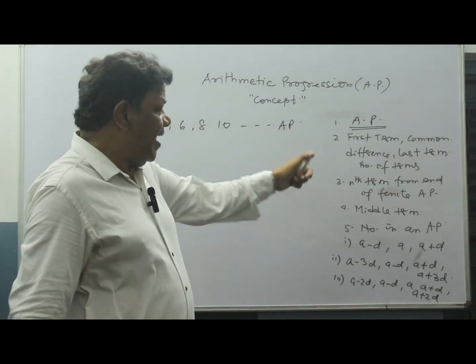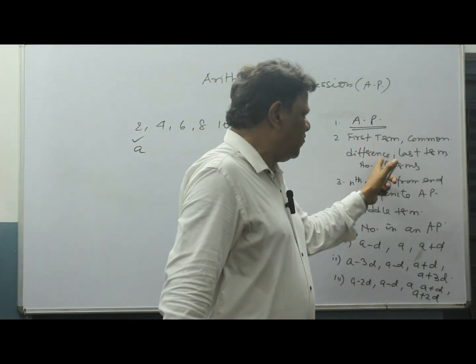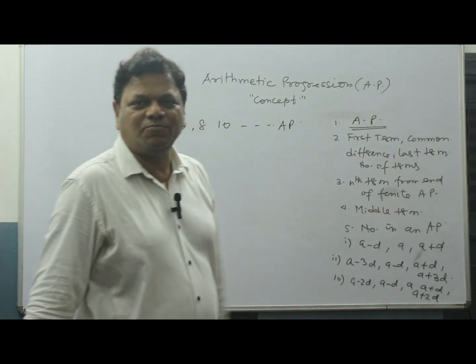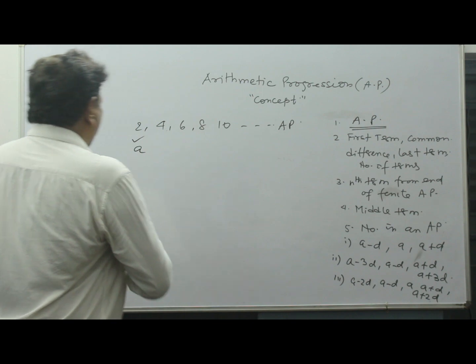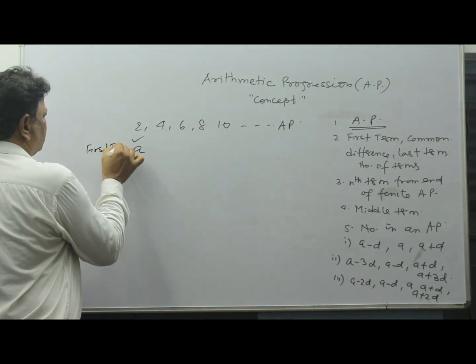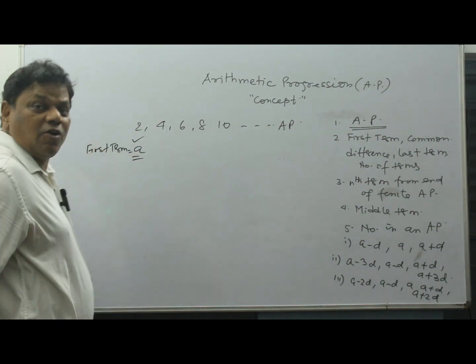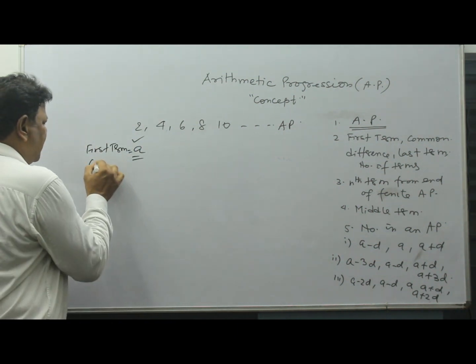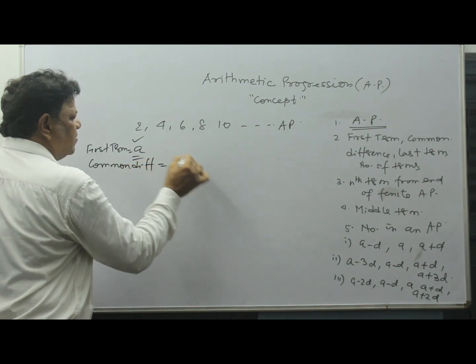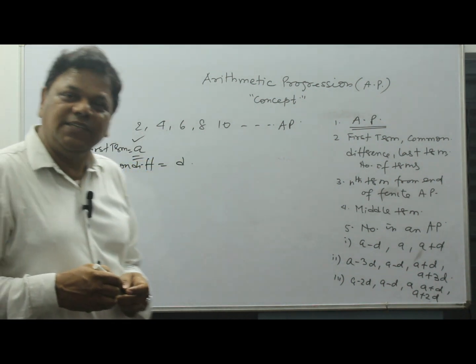Okay children, next I explained: first term, common difference, last term, number of terms. This is very important. What is the first term here? First term is called A. Common difference, what is it? Common difference is said to be D.